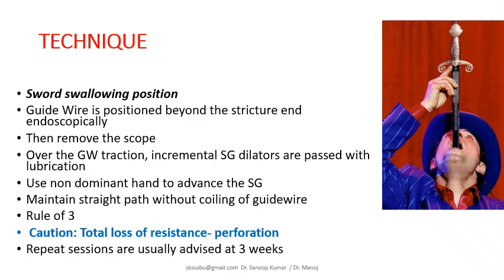That means at a point where you feel there is no resistance, for example if it is 11 mm, 3 serial dilatations can be done. We can insert 11 mm, after 11 mm you can insert 12 mm, 12.8 mm, and 14 mm. After that, you should stop. If you feel a total giveaway feel, that means it is a perforation. Most patients will require repeated sessions after 3 weeks' time.